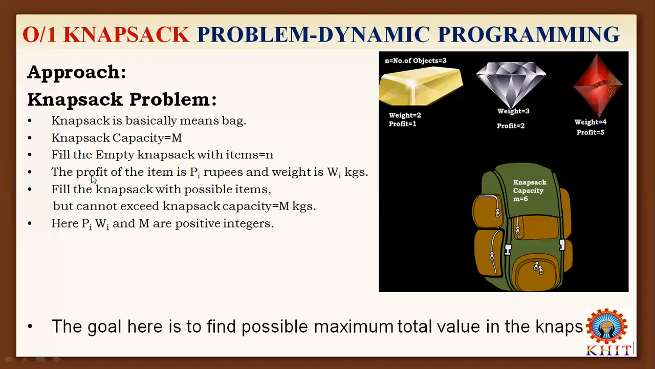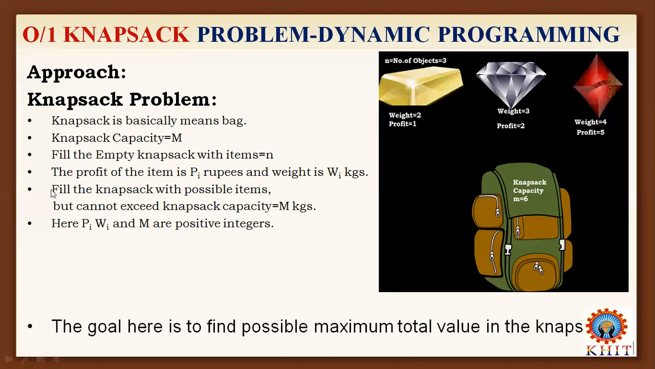Here the profits are given as P suffix i, where i represents the item. P1 stands for first item profit, P2 stands for second item profit, P3 stands for third item profit. And the weights are given as W suffix i. W1 is the weight of the first item, W2 is the weight of the second item, and W3 is the weight of the third item.